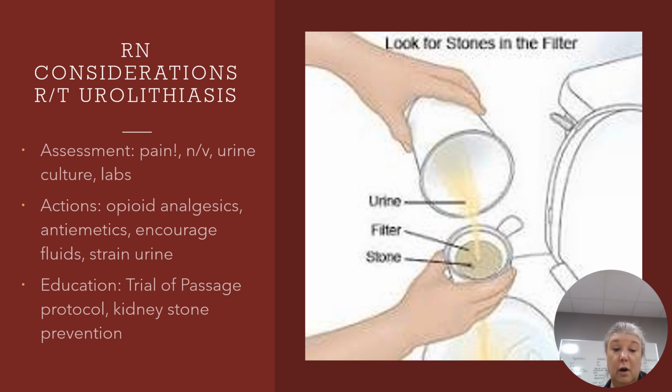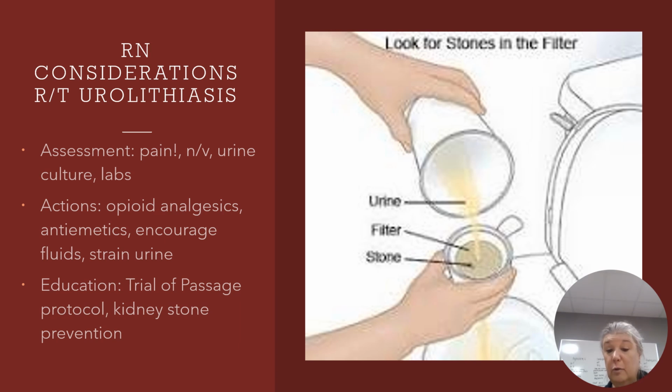Here are our RN considerations. So our assessment: what's your pain? A lot of times this is 10 out of 10. If you look at renal stones under the microscope, like the uric acid accumulations related to gout, these kidney stones are spiked. They are just spiked all over the place. So they cause crazy pain. People are going to have nausea and vomiting. We're going to do a urine culture. We're going to run some labs, see what's up.